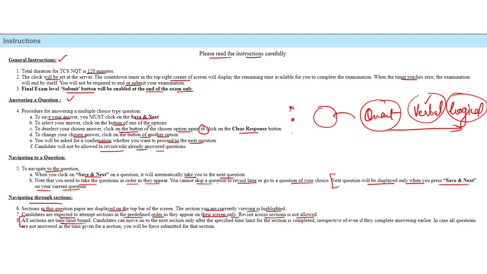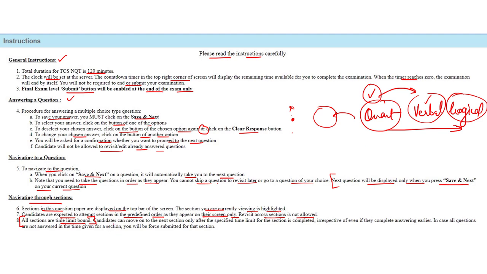All the sections are time limit bound. What does this mean? Whatever time limit is given for quant, when that gets over, only then can you move to the next section. Also, you have to finish the entire quant in that given time limit. Otherwise, you will automatically move to the next section and you will not be able to finish the quant section.